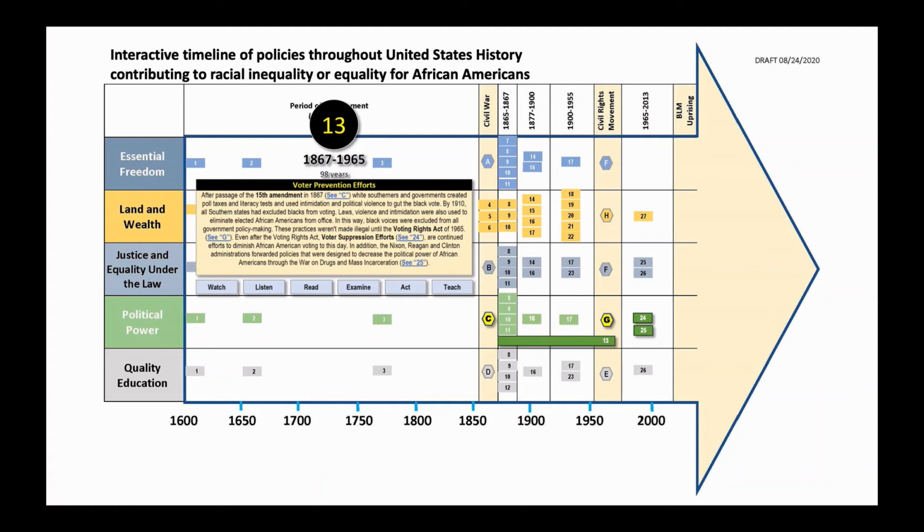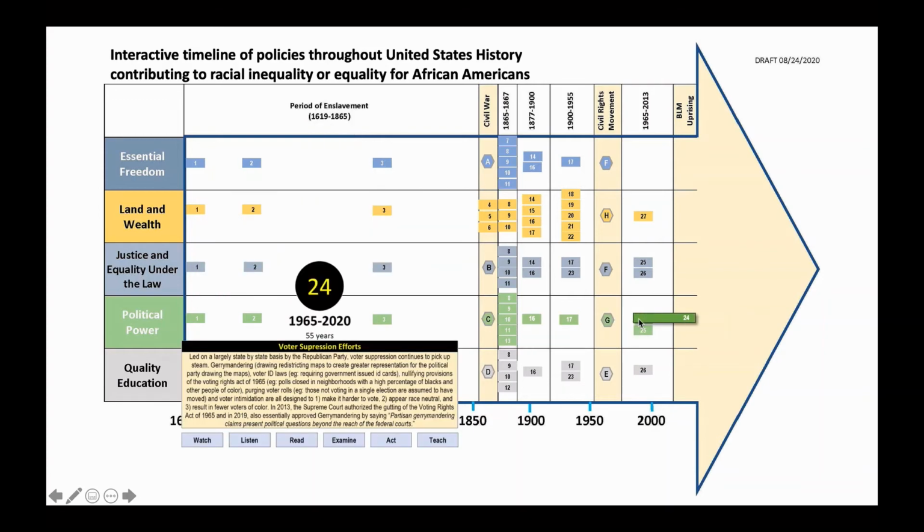So, for example, we see that the Civil Rights Movement led to the passage of the Civil Rights Act, meant to restore voting rights for African Americans. We can also take a look at policy number 24, voter suppression efforts, that began immediately after the passage of the Voting Rights Act and continue to this day, designed to diminish the political power of African Americans. Each of these summaries also provide links to dive more deeply into the details of these policies based on your preferred learning style and whether you want additional information, you want to take action, or you're engaged in teaching on this topic.